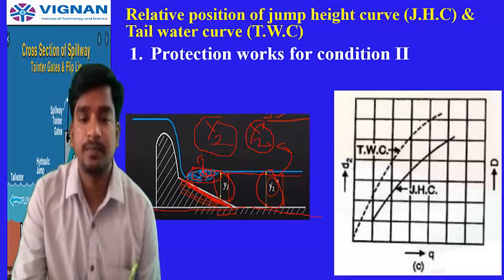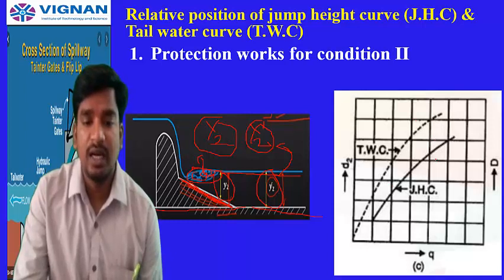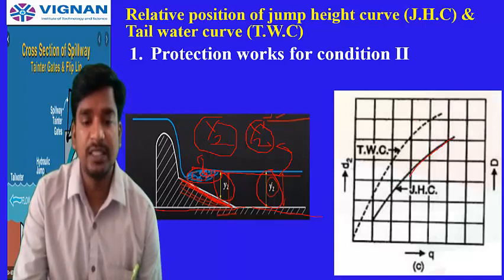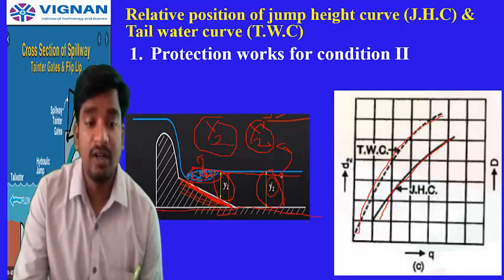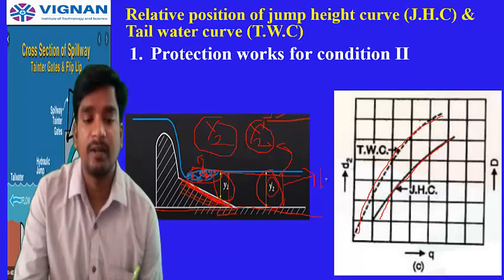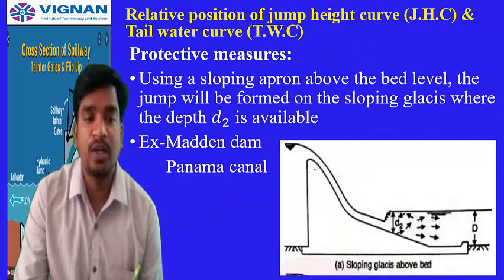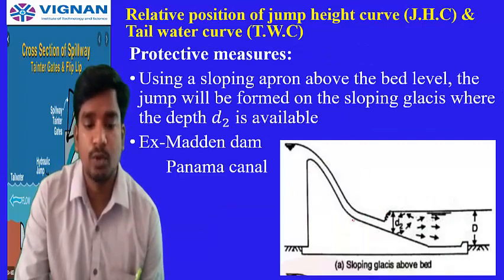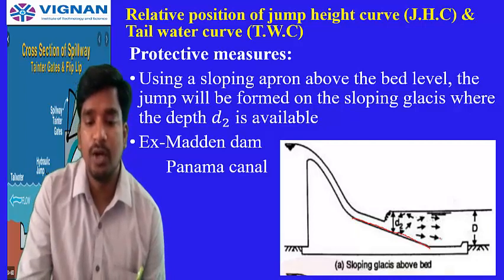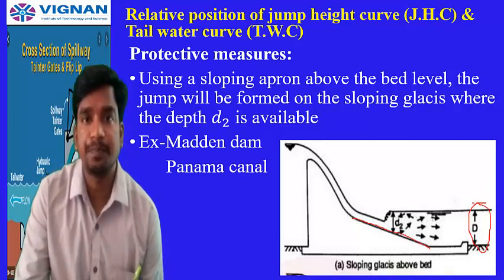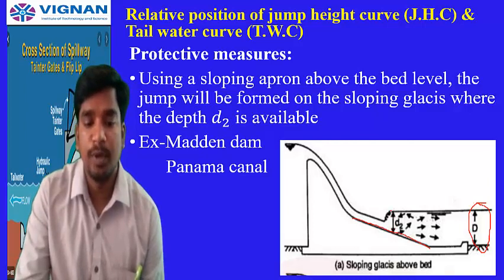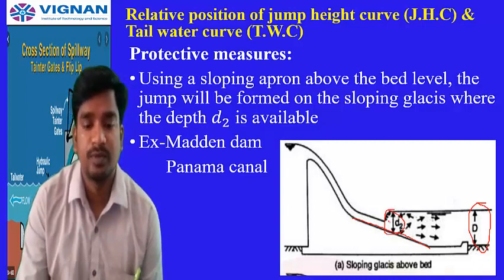Okay, so here what is our condition? Our jump height curve is falling below the tailwater curve, as the tailwater depth is much higher than the required one. So in this case, we have already seen the protective measure. We have to provide a sloping portion like this, in order to meet the depth capital T, so that D2 will be the depth of the hydraulic jump.